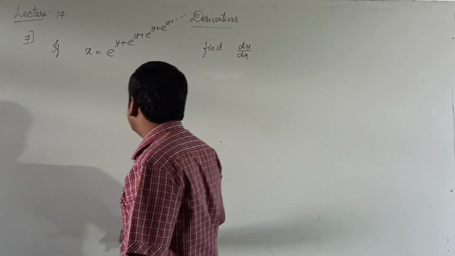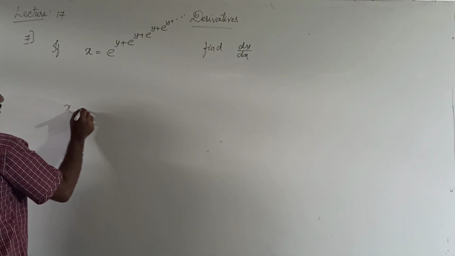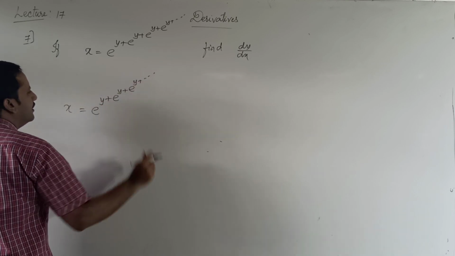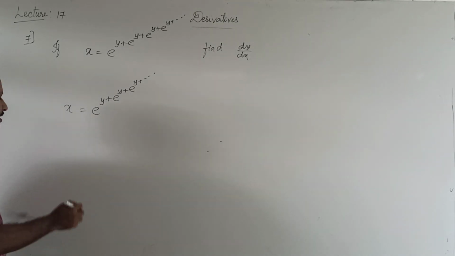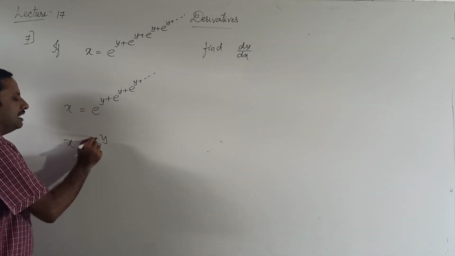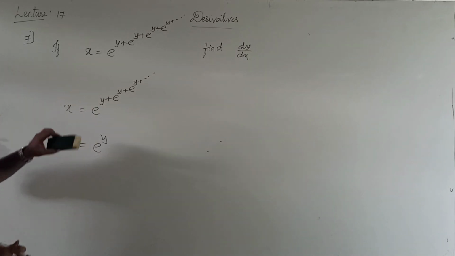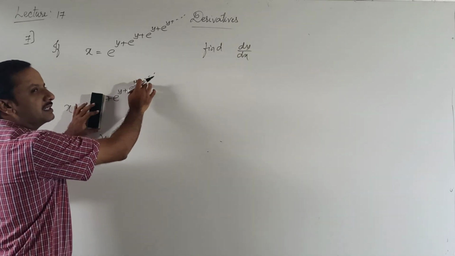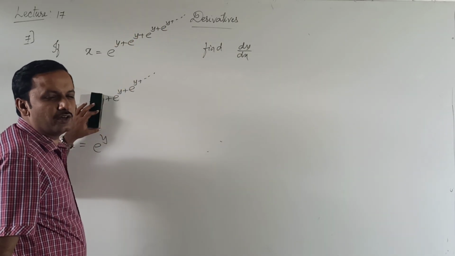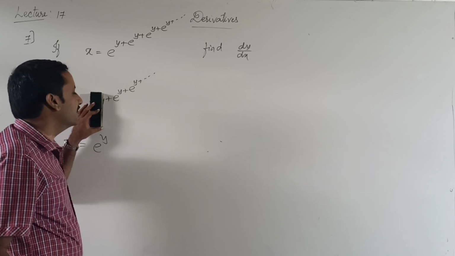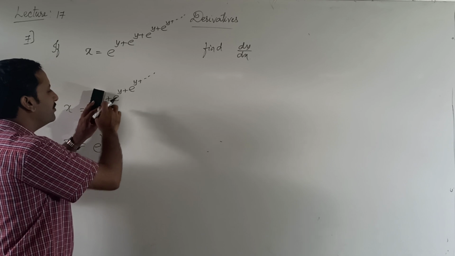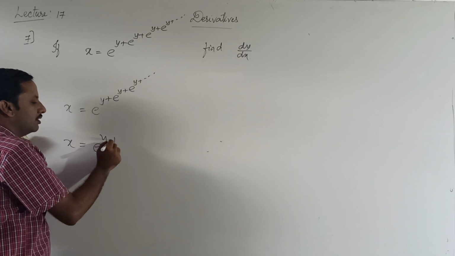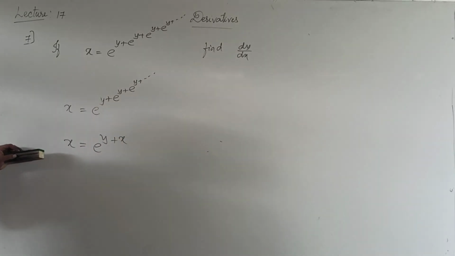Okay. So now x is equal to e power y plus e power y plus e power y, etc. There are infinitely many e power y's. Now among those infinitely many e power y, if I remove one of those, then what do you have? E power y plus e power y plus e power y plus e power y up to infinity. Don't say infinity minus 1. Still it is infinity. So apart from this, still there are infinitely many e power y's. That can be written as x. So we will get x is equal to e power y plus x.